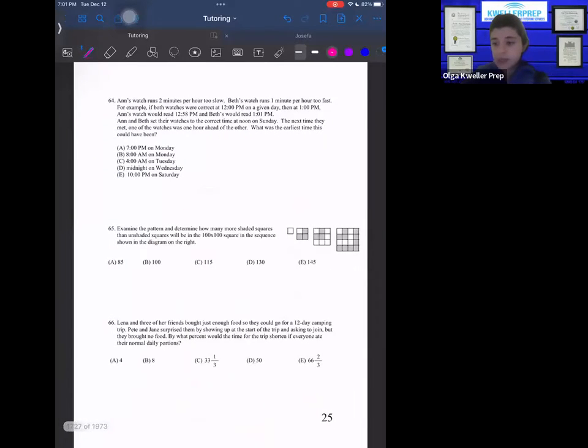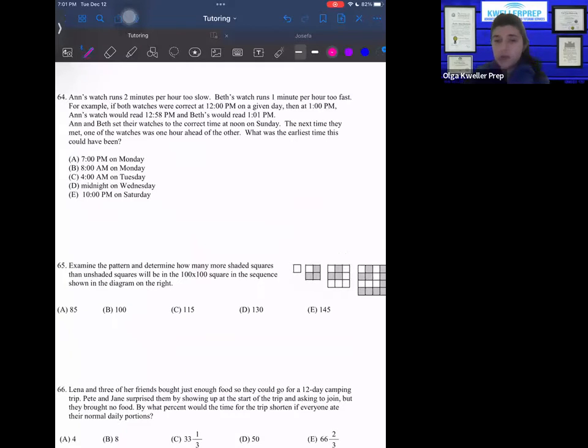So the next one is number 64. This is another time question. So we have Anne's watch, which is running 2 minutes per hour too slow, and Beth's watch, which is running 1 minute per hour too fast. At 1 p.m., Anne's watch is 2 minutes behind, so she's at 12:58, and Beth's is 1 minute ahead, which is 1:01. They set their watches to the correct time at noon. The next time they met, one of the watches was 1 hour ahead of the other. What was the earliest time this could have happened?